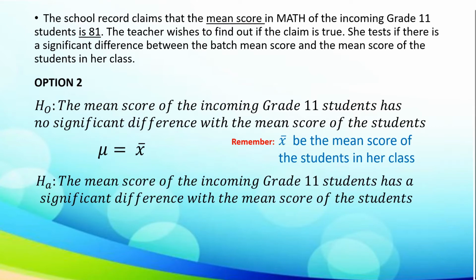In the same way, the alternative hypothesis can be stated as the mean score of the incoming grade 11 students has a significant difference with the mean score of the students. In symbol, mu is not equal to x bar, or the mean of the population is not equal to the mean of the sample.